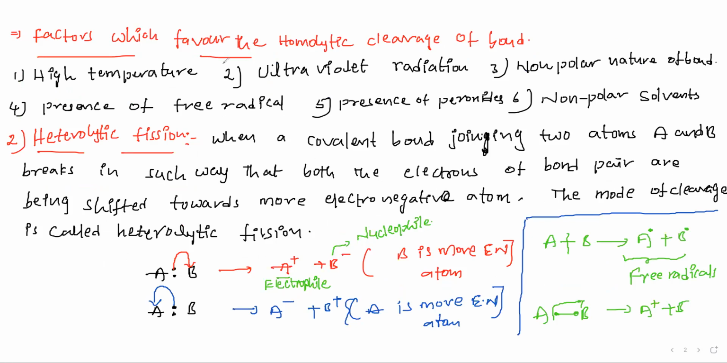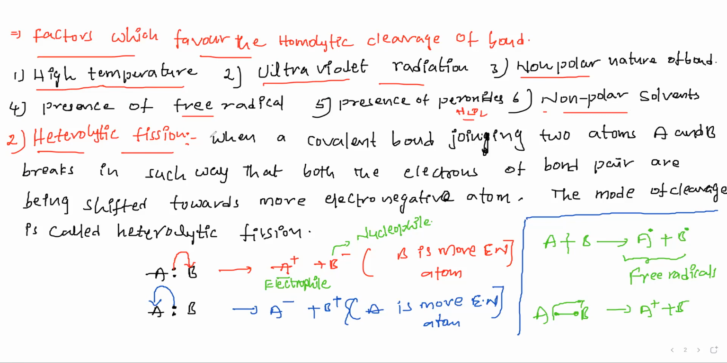Next, the factors that favor homolytic cleavage are high temperature, ultraviolet radiation, that is UV rays, non-polar nature of the bond, presence of free radicals, presence of peroxides, for example H2O2, hydrogen peroxide, and presence of non-polar solvents.